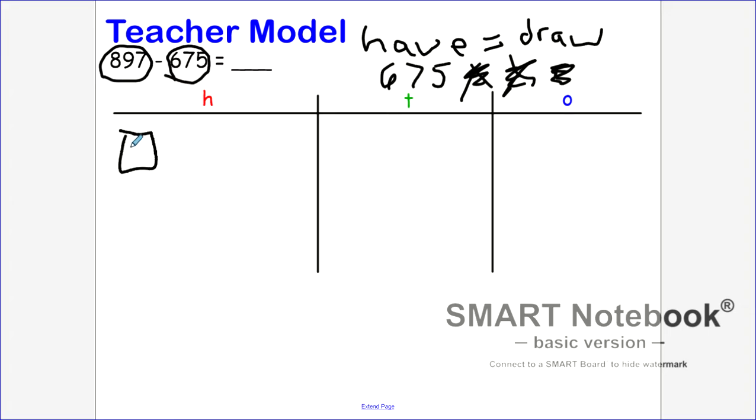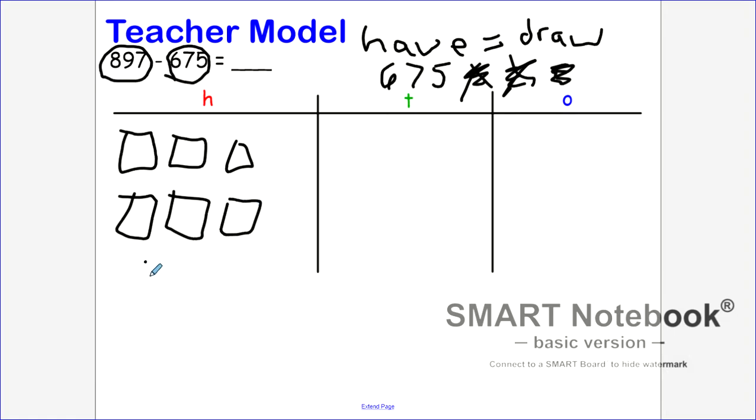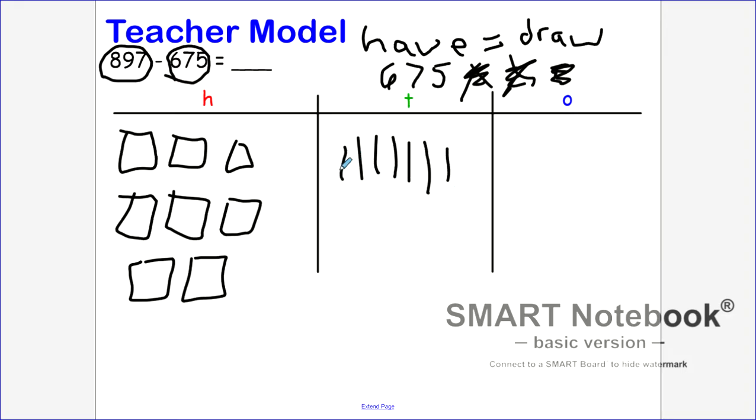So I'm going to draw 800 first. And you should be drawing 800 on yours as well. Then we've got 9 tens. I took up the whole space, and that's fine if you need to do the same. And 7 ones. 1, 2, 3, 4, 5, 6, and 7.